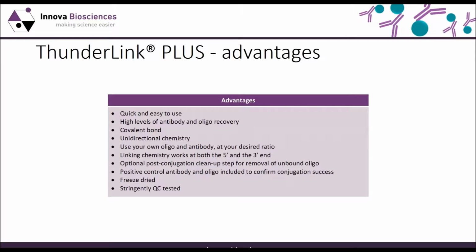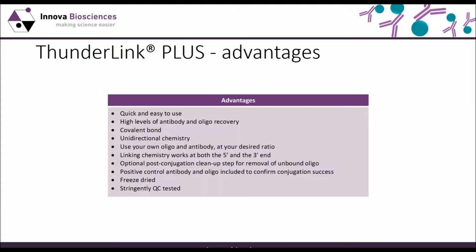ThunderLink Plus offers a wide range of advantages over traditional methods of antibody-oligo conjugation. In addition to being quick and easy to use, the kit provides high levels of antibody and oligo recovery. The bond which is formed between the antibody and the oligo is covalent, so the resulting conjugates are extremely stable. And because the chemistry is unidirectional, there's no risk of cross-linking. So only antibody-oligo conjugates are formed, no antibody-antibody or oligo-oligo conjugates are produced.